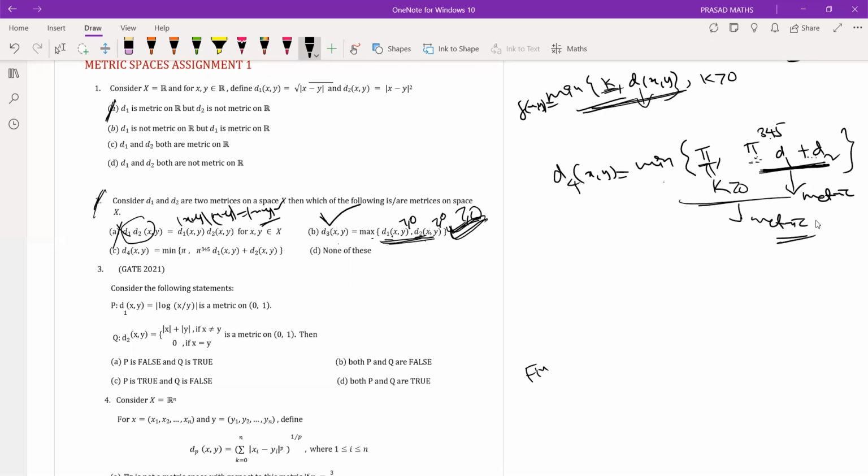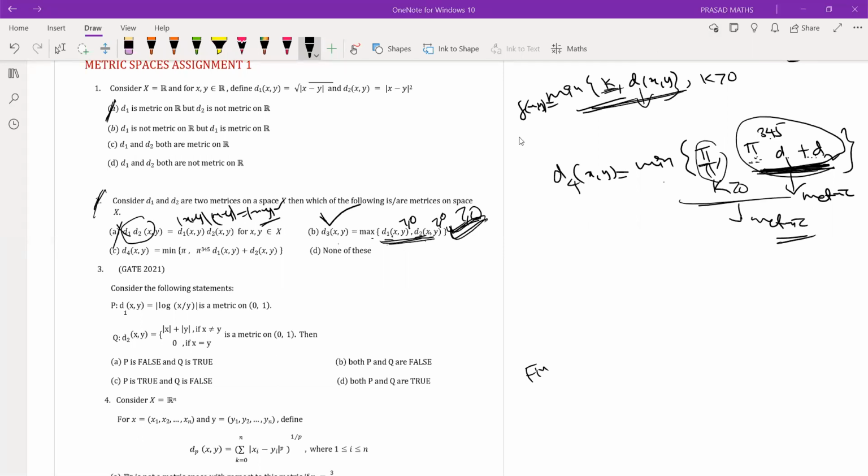Is it clear? Because this is a metric. D1 metric, D2 metric, a finite linear combination of metrics is always a metric, provided the constants are non-negative and at least one of them is non-zero. Therefore, this is a metric, and k, here pi, is positive. Therefore, the minimum of something is always a metric. Is it clear?